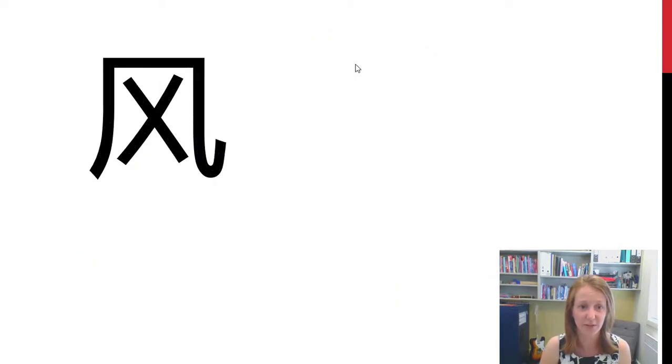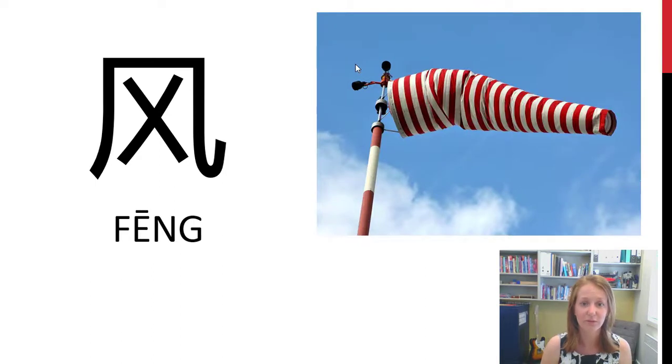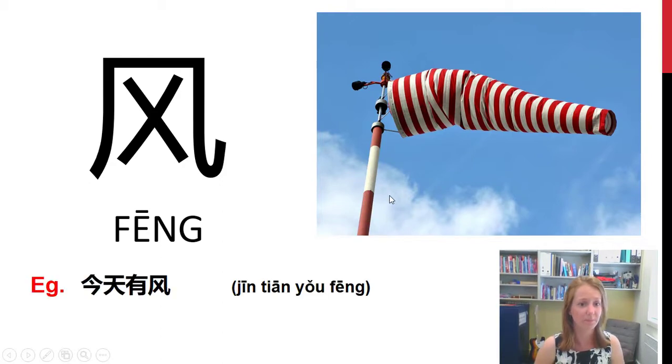So the first weather word, 风. This is wind, and you can see that you have sort of like a window, and then the wind blowing through the window, like a big windsock, 风. An example of this is 今天有风. It is windy today.